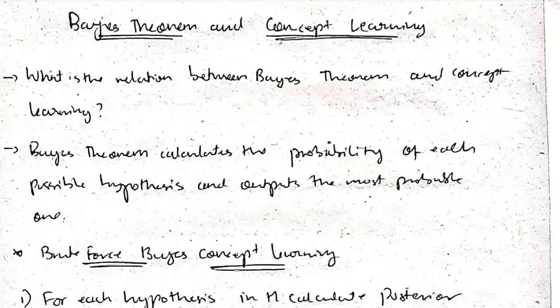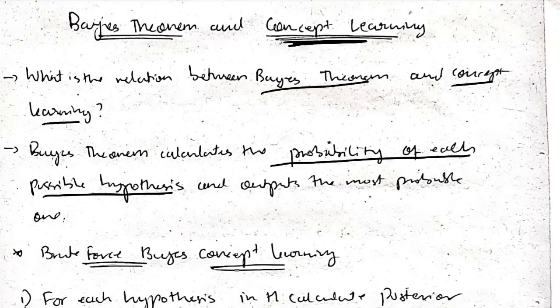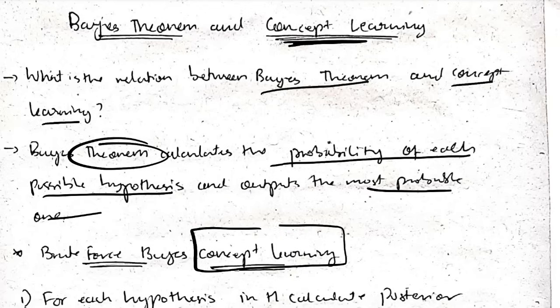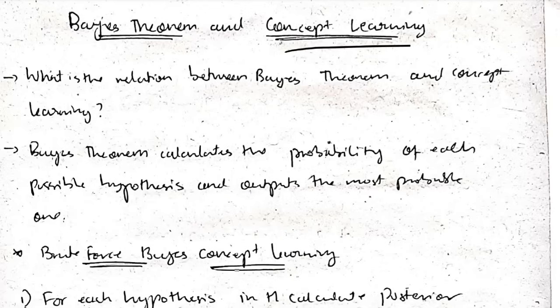Before that, you need to know Bayes theorem and concept learning. What is the relation between Bayes theorem and concept learning? Bayes theorem calculates the probability of each possible hypothesis and outputs the most probable one. This is what Bayes theorem does, and this can be implemented in machine learning using concept learning. For that, we have the brute force method. You got the connection now? For implementing this, we will be learning concept learning.